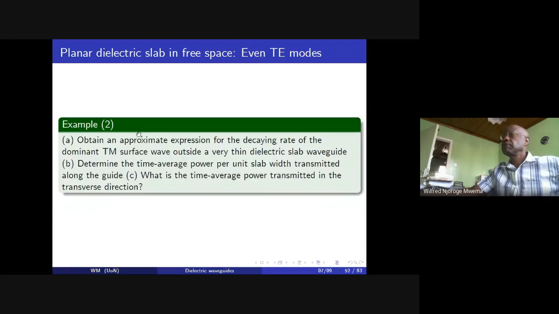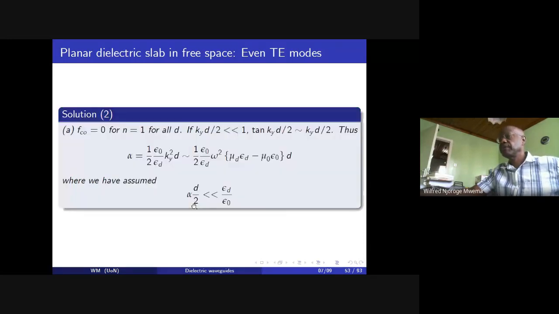So, part 2. Obtain an approximate expression for the decaying rate of the dominant TM surface wave outside a very thin dielectric slab waveguide. And 2. Determine the time average power per unit slab width transmitted along the guide. And C, we are expected to answer the question, what would be the time average power transmitted in the transverse direction? So, the first thing to note is that fc of o, that is the lowest cutoff frequency for odd modes, is going to be 0 for n equals to 1 and for all d.